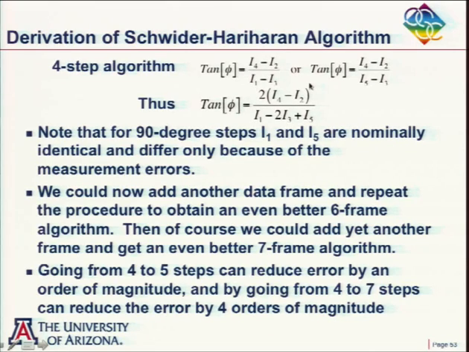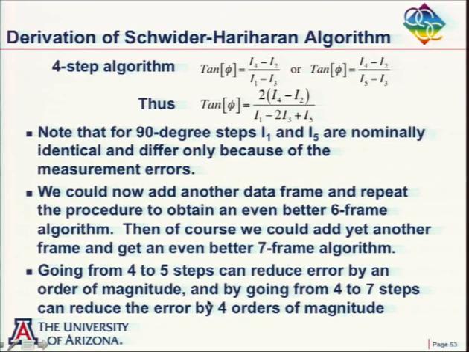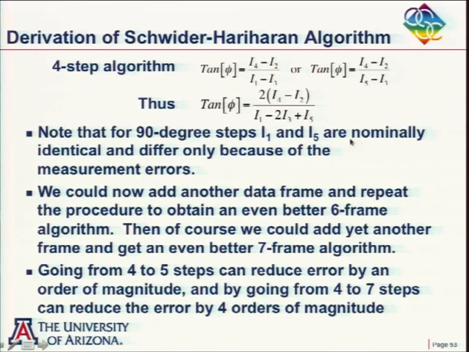And I go through calculations in these notes that I showed you previously, and you will see that this makes a huge difference. In fact, going from 4 to 5 steps, so going from this expression to this expression, reduces the error by a factor of 10. Now, as I said, I1 and I5 should be identical if we really had 90-degree phase steps, and they differ only because of errors in the phase shift.